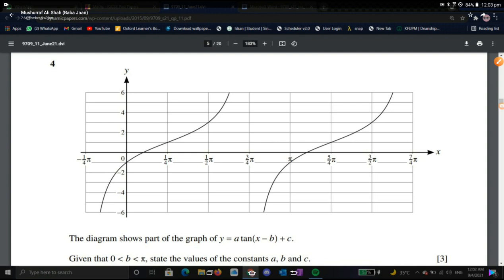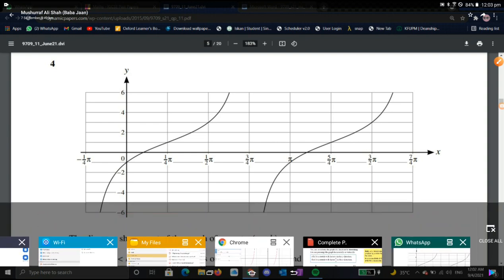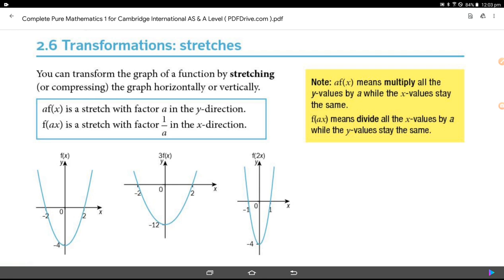So first of all, I go for a basic definition of stretch. You can see here an example of stretching. If a multiplies outside a function, it is called stretch parallel to the y-axis. If it's multiplying not outside but inside with the x, like this, it is called stretch parallel to the x-axis. But with that option, we find the reciprocal of the number, and then you will know how much it is stretched.